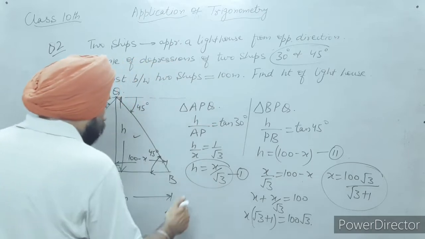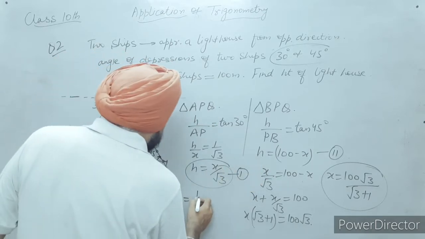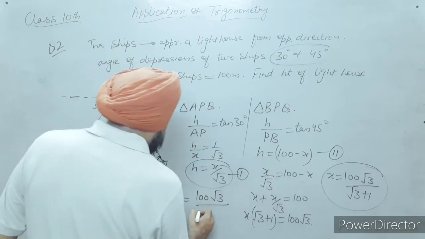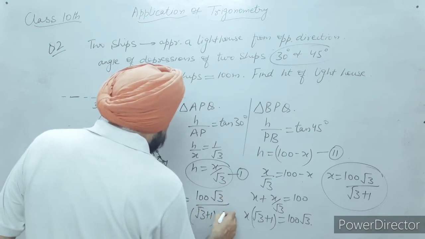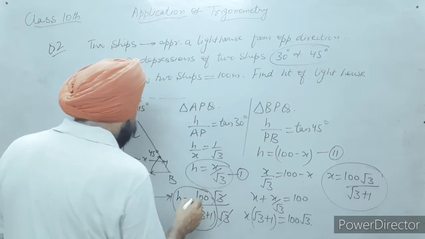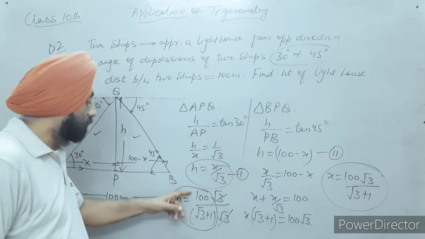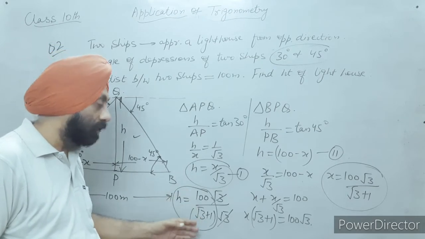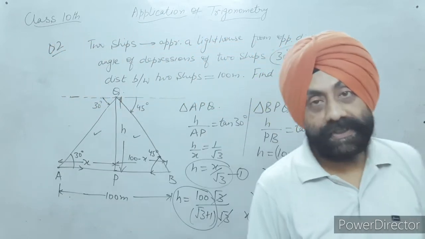Let me substitute over here. I get the height of the lighthouse as x upon under root 3. x is 100 under root 3 upon under root 3 plus 1, divided by under root 3. This and this cancel. Rest is your answer. That is, the height of the lighthouse is 100 upon under root 3 plus 1. I can rationalize it, or I can put in the value of under root 3 as 1.732.